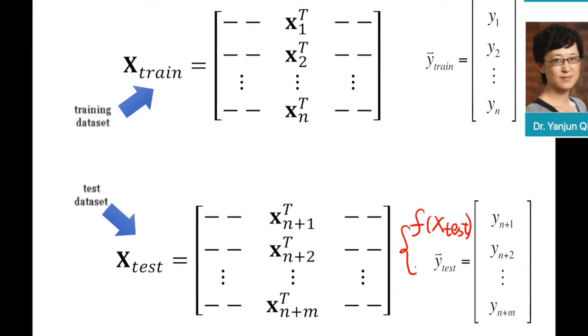So again, to emphasize, machine learning is about generalization. It's about generalizing to the future data. So we use the testing portion to pretend it is future data.